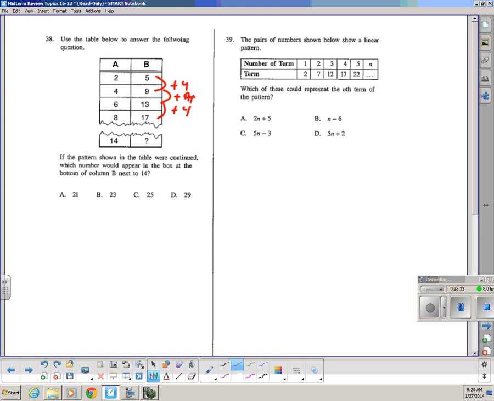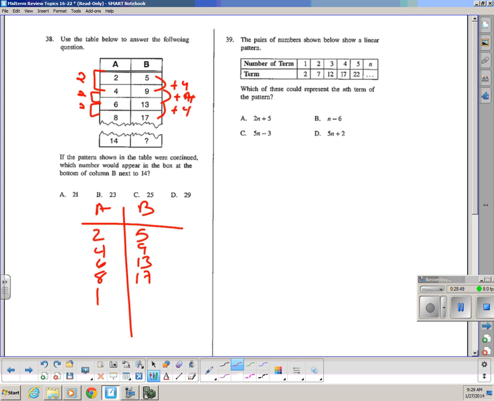Now, here's the trick, though. I'm skip counting here by 2's. This is tough. So now I have to figure this out. In fact, what I would do is extend the chart. I would literally come down here and extend this. 2, 5, 4, 9, 6, 13, 8, 17. I'm going to 10, 21, 12, 25, 14, 29. Choice D. So you can always rely on your thinking skills to get you through a question like that.